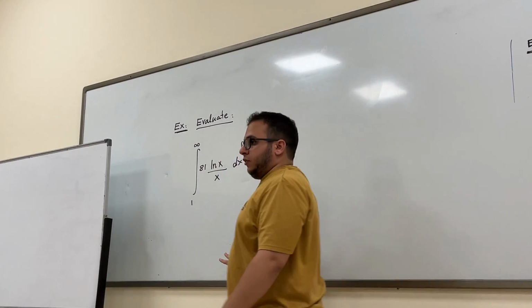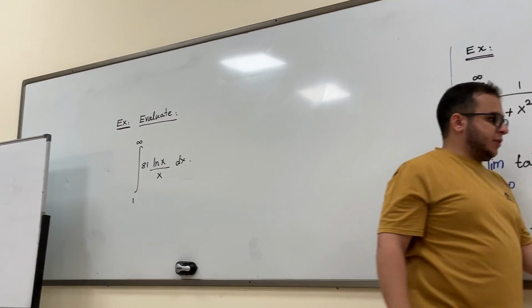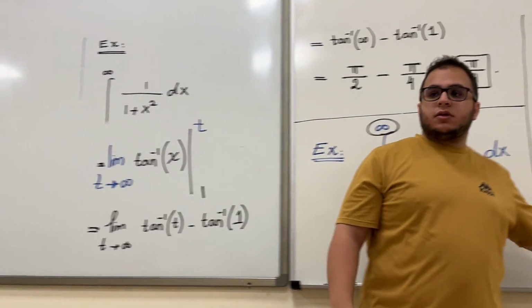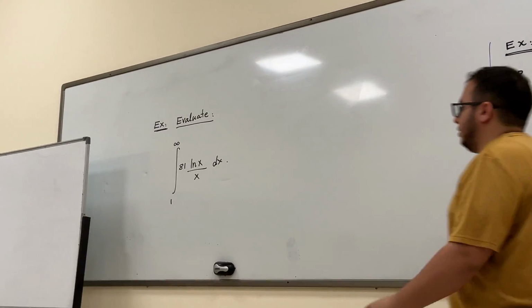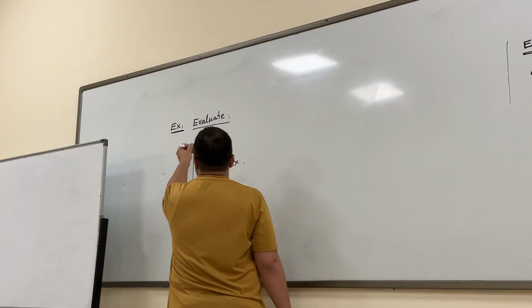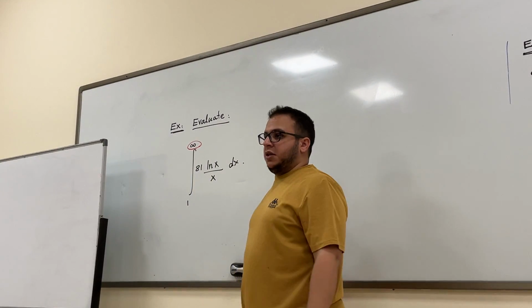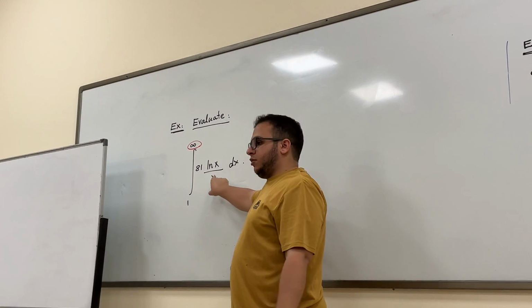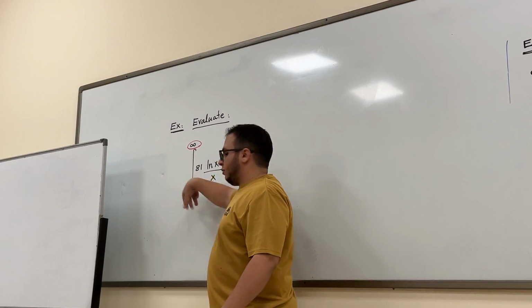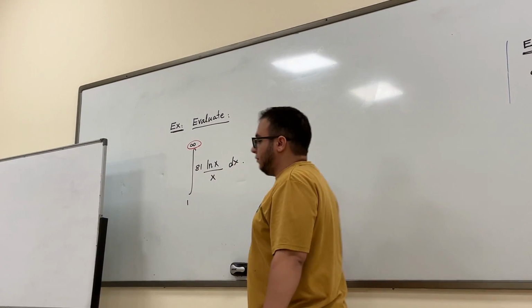So here, I want you just to forget about the bounds. Now, which type is this? Type 1 or type 2? What do you think? Type 1, clearly, it has infinity. Type 2? Okay? There is no discontinuity here, because the discontinuity happens at 0, and 0 is not in the bounds already, so we're good.